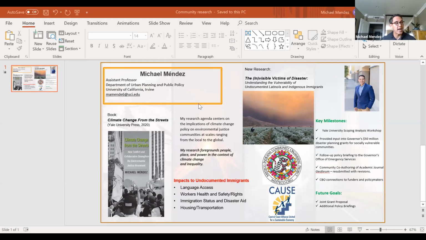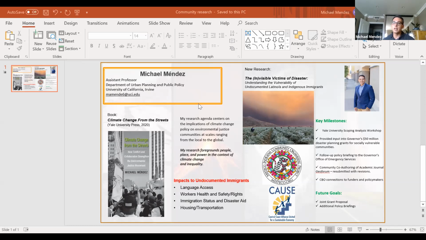The first is language access to emergency information. The second is worker health and safety rights. Many of these outdoor workers, particularly farm workers, as we see in this photo, had to labor under harsh conditions and heavy smoke during these wildfires to safeguard precious crops such as strawberries and other valuable crops, but they weren't provided any worker safety and protective PPE gear.